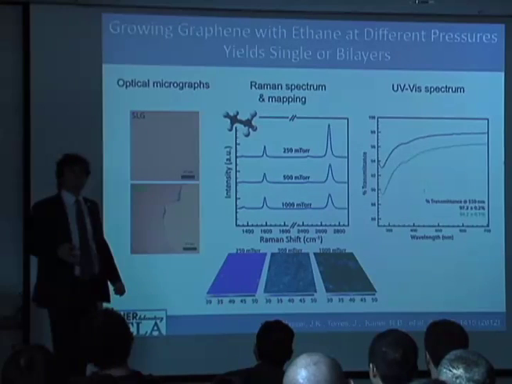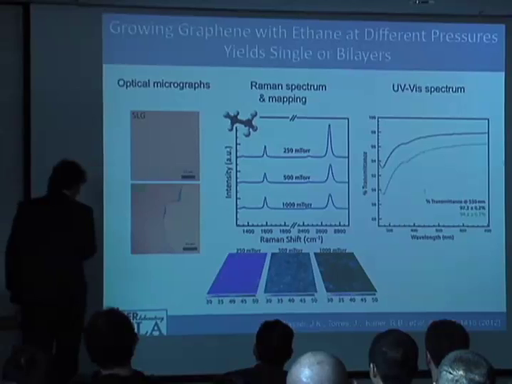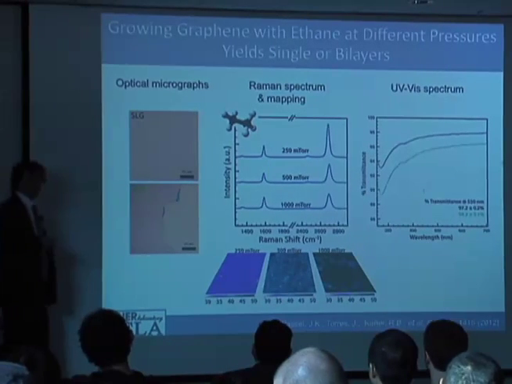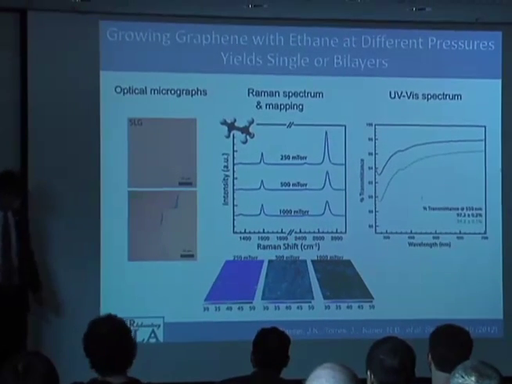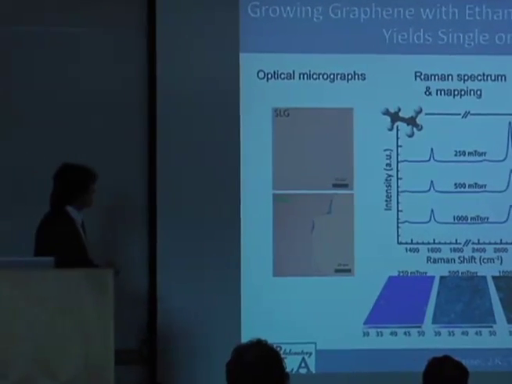People have been very interested in whether you could grow two layers of graphene. Graphene doesn't have a band gap, but two layers will have a small band gap. So we came at this from a chemical approach. Everybody's using methane. We asked the question, what would happen if you use ethane? And it's actually quite interesting.